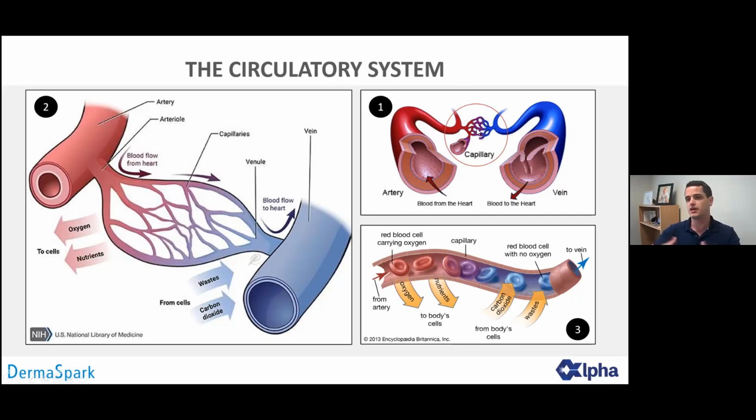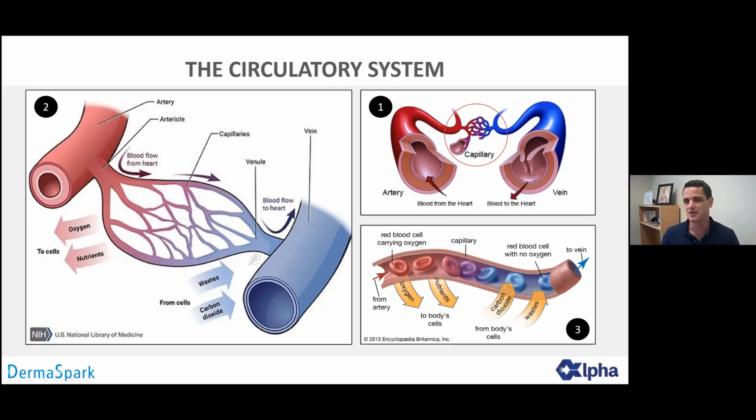When those capillaries join back together, they form a venule, which is a small vein that connects the capillary bed to the vein. When several venules join together, they form a vein, and then the vein brings the blood back to the heart at a lower pressure. There is low pressure in the veins when compared to the arteries.